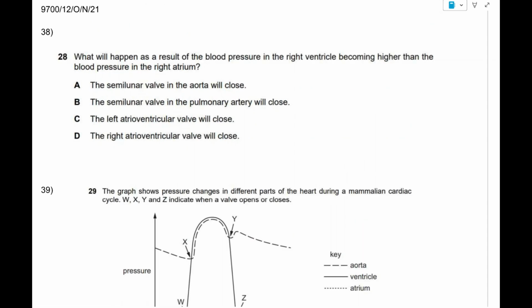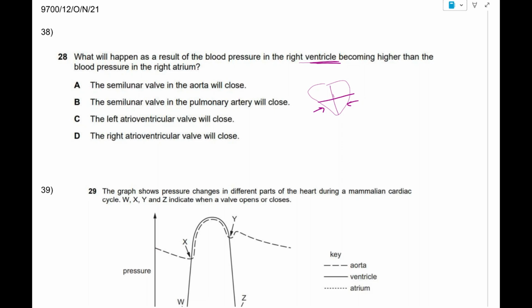Question number 38. What will happen as a result of the blood pressure in the right ventricle becoming higher than the blood pressure in the right atrium? So, when the blood pressure in the right ventricle, or in the ventricle in general, increases than the atrium, what happens is ventricular systole, or systole. This squeezes the blood out of the semilunar valves, either into the pulmonary artery or into the aorta.